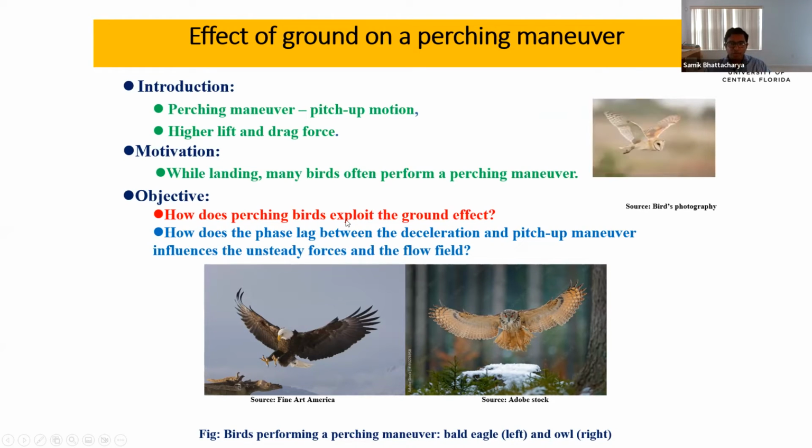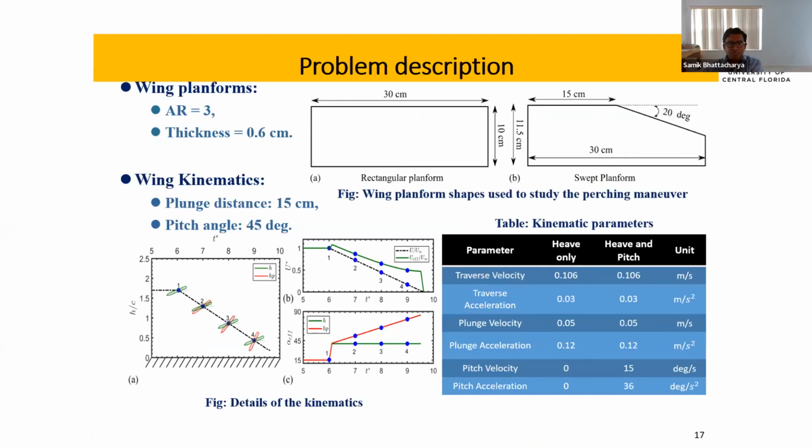So we look into the ground effect, and another fundamental question we are asking is, what is the importance of the phase lag between the deceleration and the pitch up maneuver? How does the bird decide when to start the pitch up maneuver? So again, we apply the principle of abstraction. So we are not working with real bird wings. Rather, we use an outward swept plate, as shown in figure B here, to mimic a bird's wing.